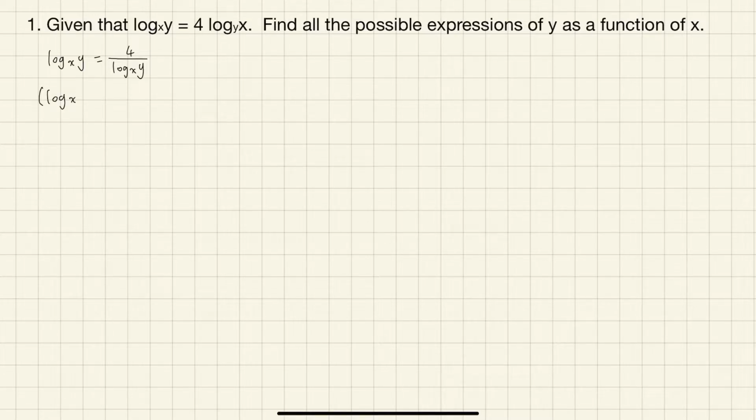Now that we have a new, more familiar equation, we can use some algebra to get log base x of y squared is equal to 4. And simplify this into log base x of y is equal to the root of 4, and we'll get 2 different answers. y can be equal to x squared, or y can be equal to x to the power of negative 2.